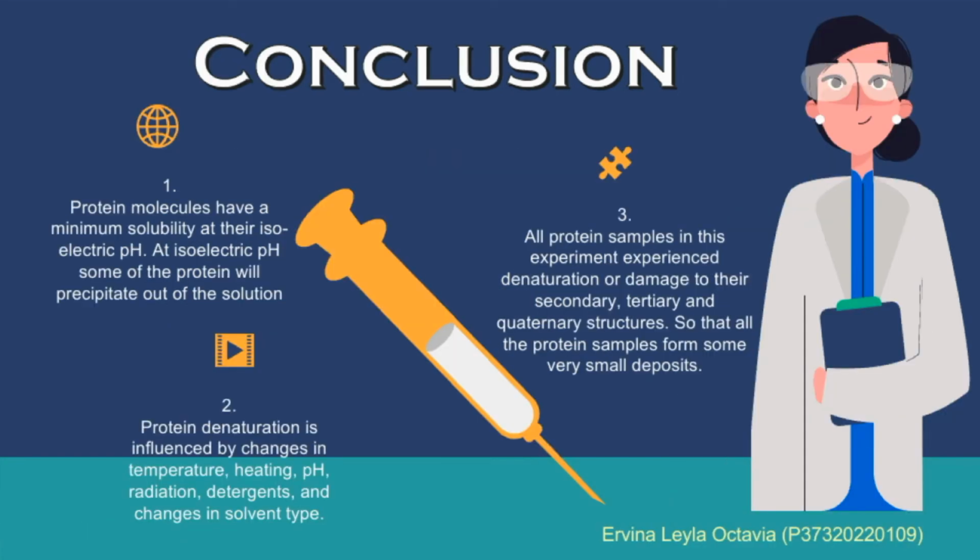Next, conclusion. First, protein molecules have a minimum solubility at their isoelectric pH. At isoelectric pH, some of the protein will precipitate out of the solution. Second, protein denaturation is influenced by change in temperature, heating, pH, radiation, detergent, and change in solvent type. And the last, all protein samples in the experiment experience denaturation or damage to their secondary, tertiary, and quaternary structure, so that all the protein samples form some very small deposit.